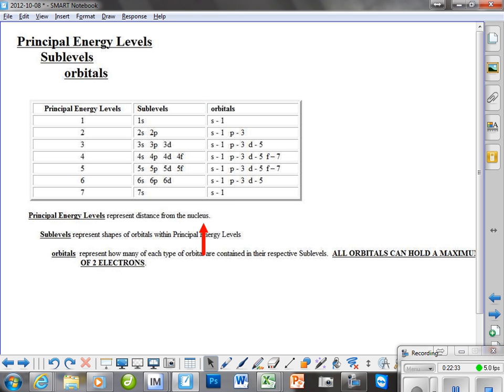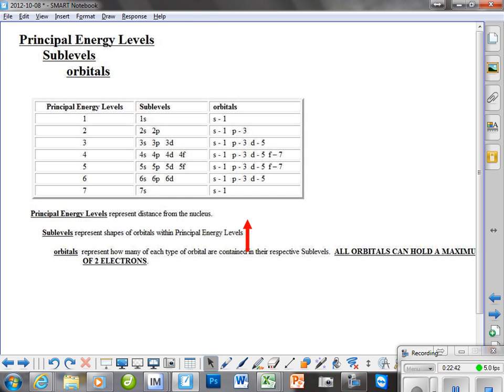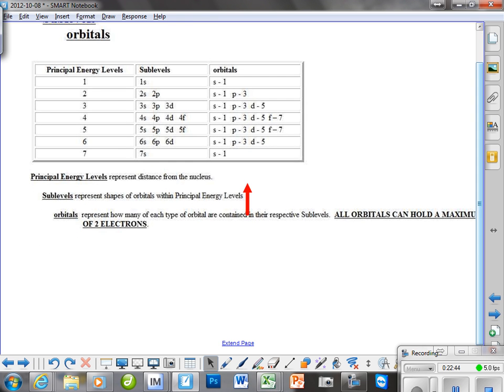So this is very, very handy for you. I think I already gave you notes on this. Principal energy levels represent the distance from the nucleus. Your sublevels represent the shapes of the orbitals in that energy level, and then the orbitals themselves each possibly contain 2 electrons. All orbitals can hold a maximum of only 2 electrons.